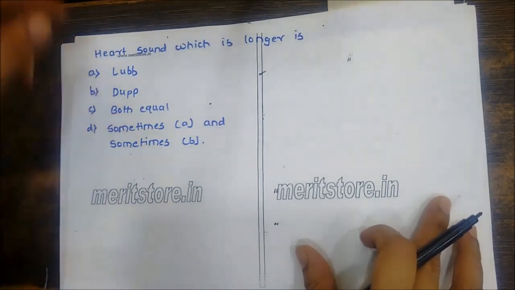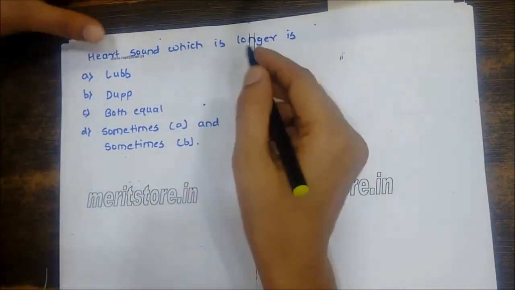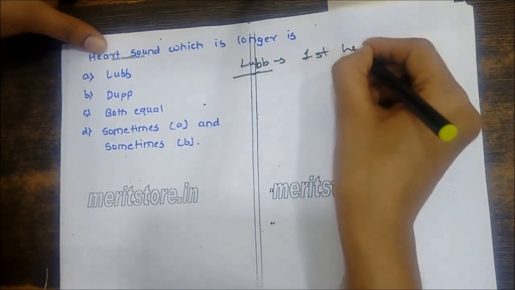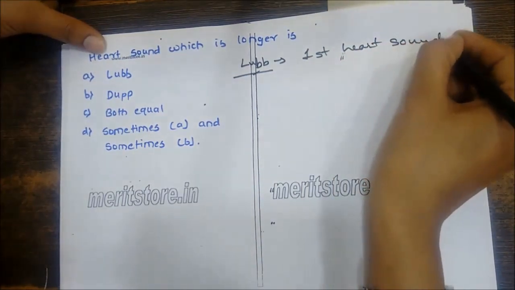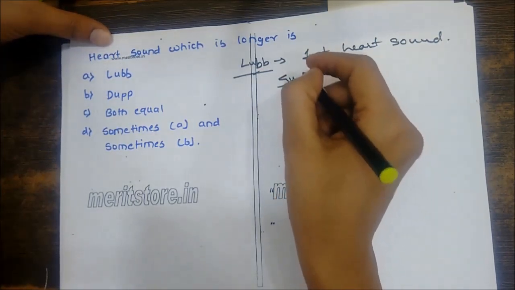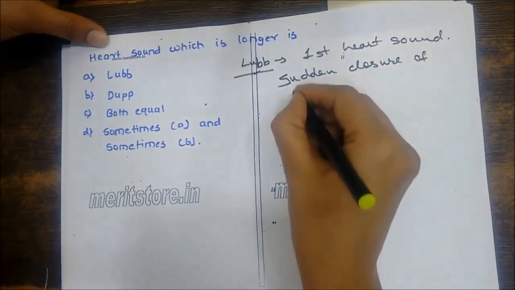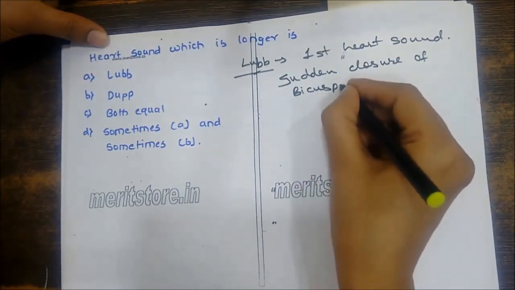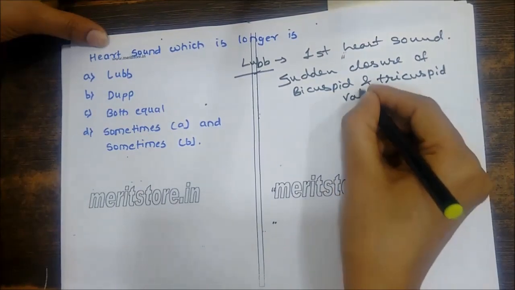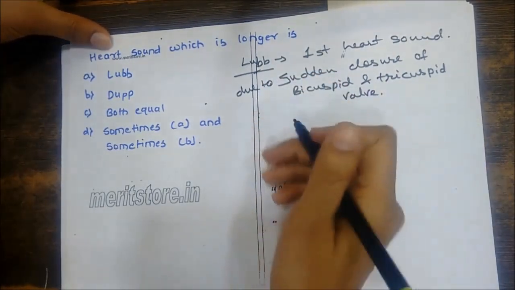Which heart sound is longer? A. Lub, B. Dub, C. Both equal, D. Sometimes A and sometimes B. Lub is the first heart sound, and it is caused by the sudden closure of the bicuspid and tricuspid valves. The bicuspid is the mitral valve. And it is longer than the second heart sound.